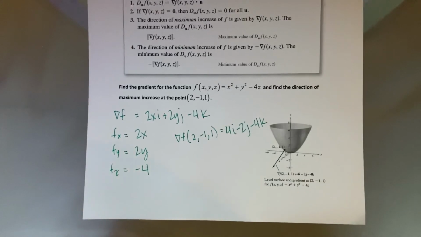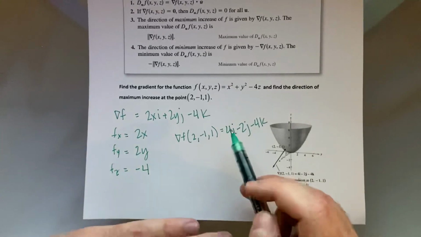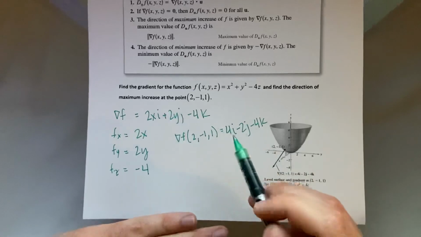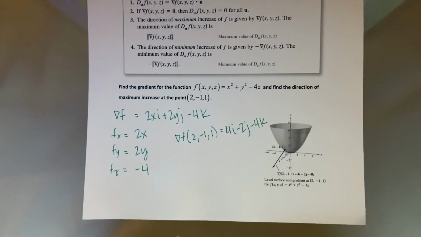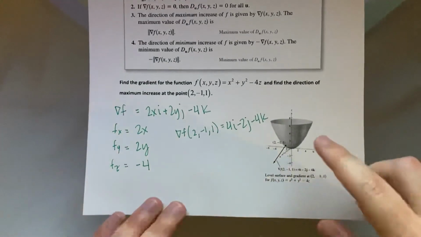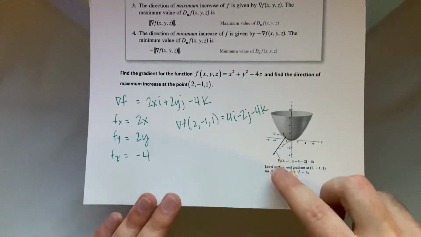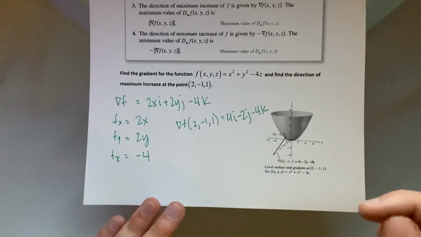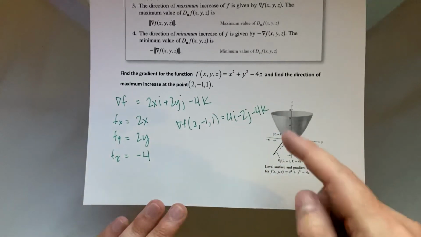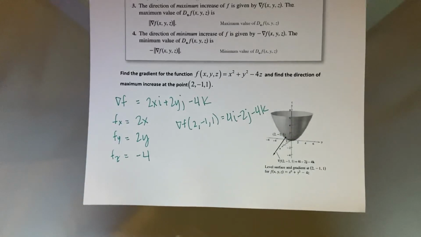Now, what's the direction of maximum increase? This vector has a direction. So it represents this picture here, going positive direction for x, but negative direction for y, as well as down, negative direction for z. That's the direction. We could find the magnitude if we wanted to, but it only asks for the direction, and so that's it. And that is all for 13.6.